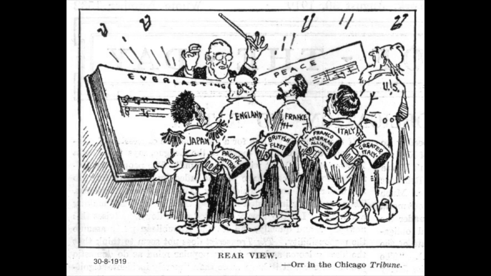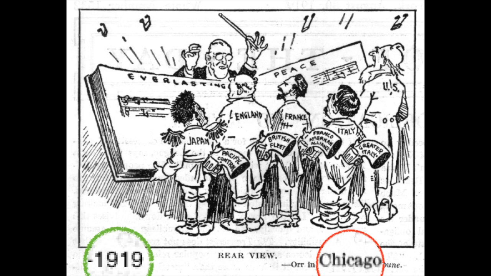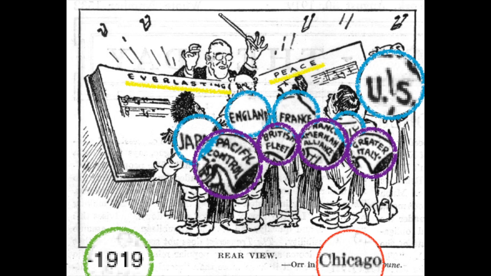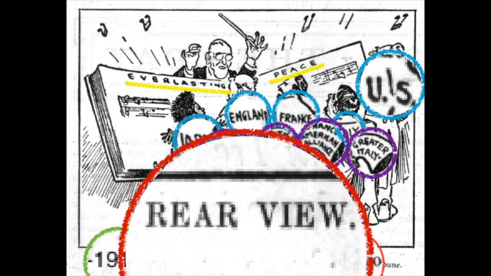We can see from the caption that it was published in Chicago, so it will have an American view. The 1919 date and the words "everlasting peace" confirm that the topic is the Treaty of Versailles. The names of the 5 singers are given on their backs, and we know that they're the nations who were at Versailles. The writing on their guns suggests that they have different motives. Let's think about the title too. Rear view is important because it tells us the person at the front cannot see what we see.